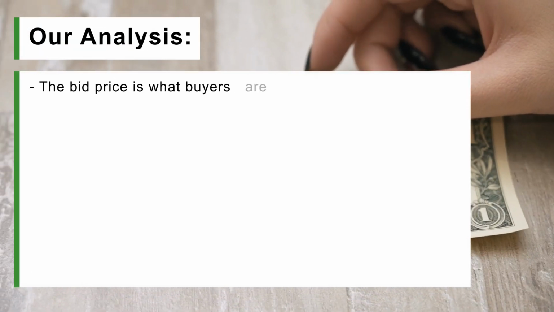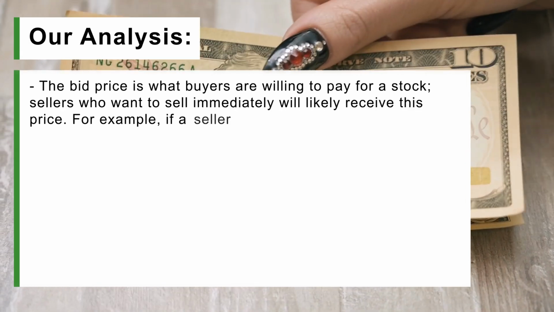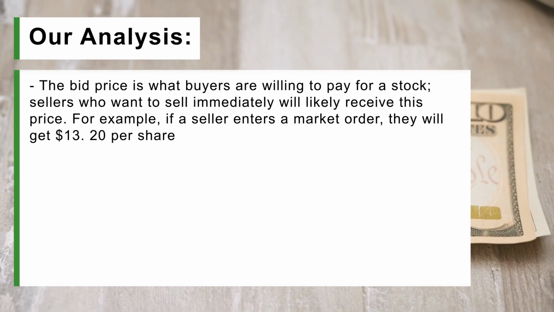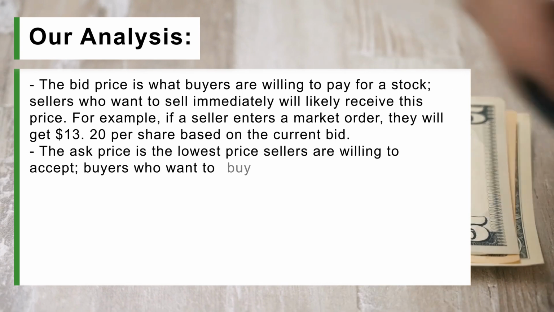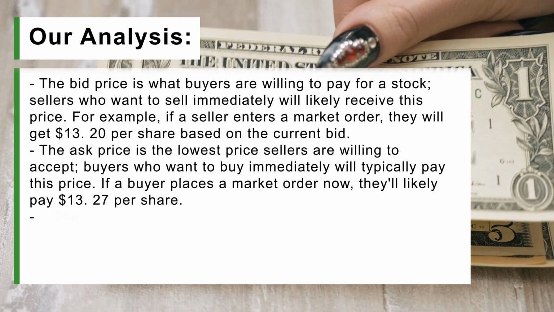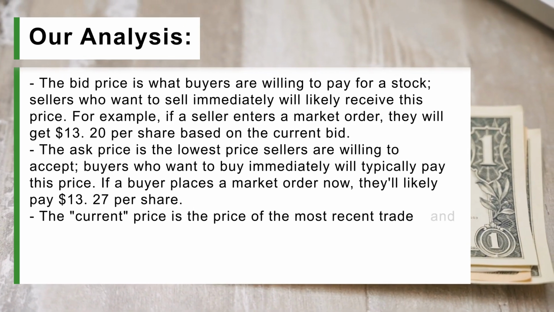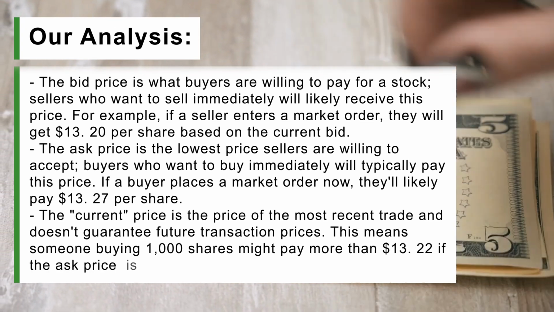Alright, now that we've seen what the community had to say, here's our take on this question. The bid price is the amount buyers are ready to pay for a stock, and when someone sells, that's usually the price they get. On the flip side, the ask price is what sellers hope to receive when they sell. Meanwhile, the current price is simply the last traded price, not necessarily what you'll pay or receive, as it can vary with the bid and ask prices.